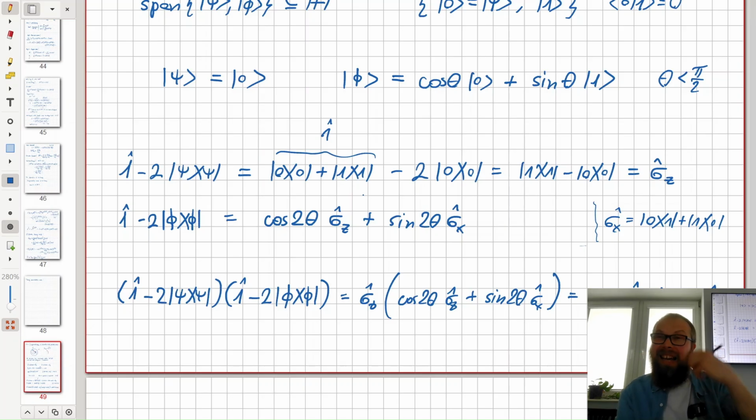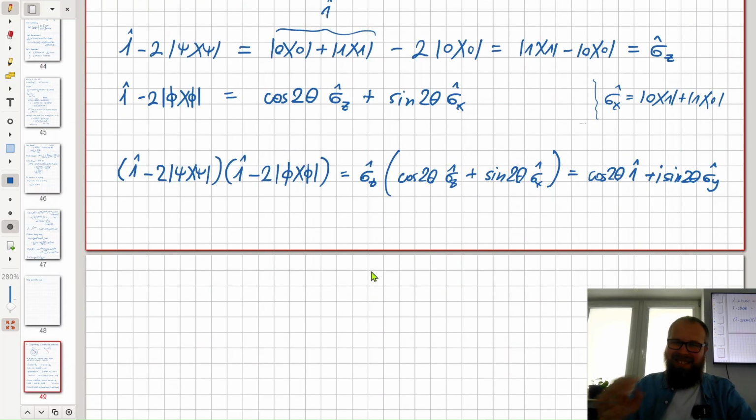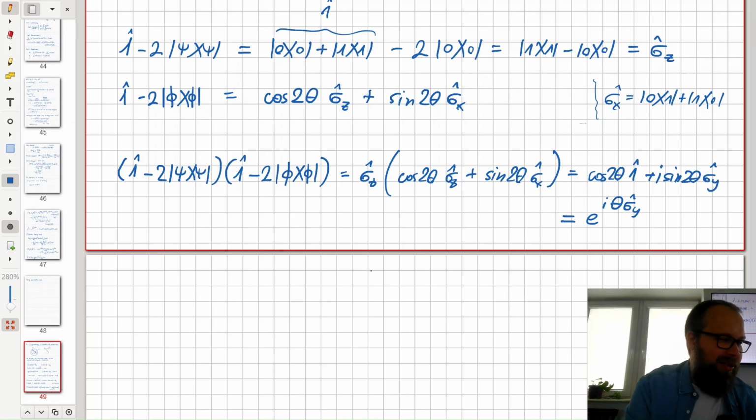Okay, and now we recall the e to the power i theta. Yeah. Now we recall the assignment from lecture 1 or whatever, and we see, oh, well, this guy is actually e to i theta sigma y. Okay, which is very, very cool.